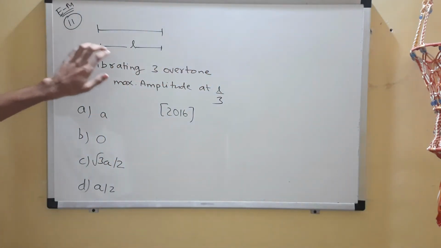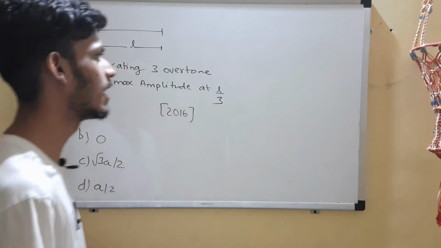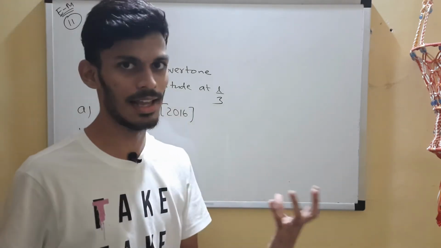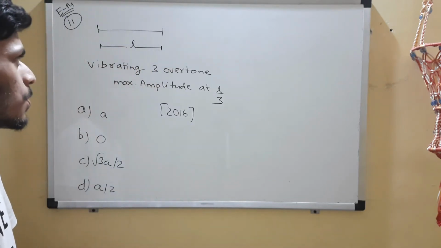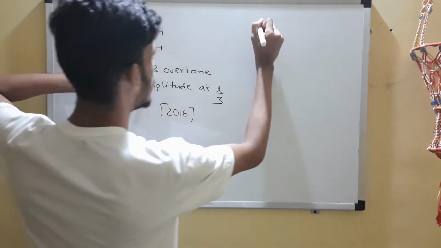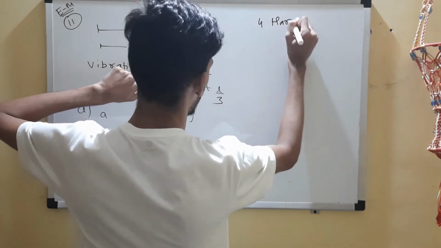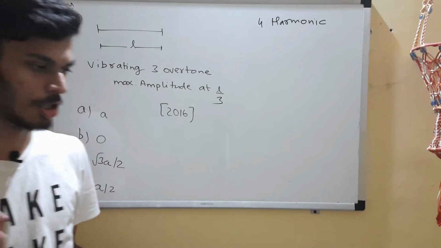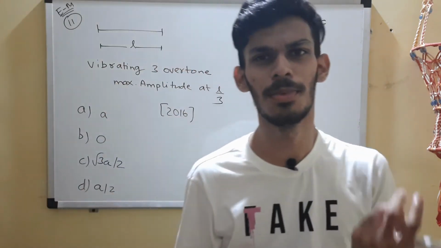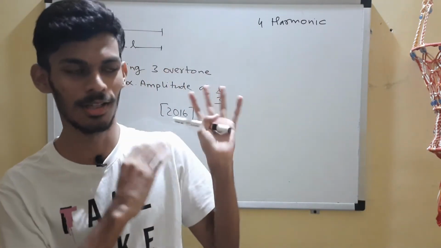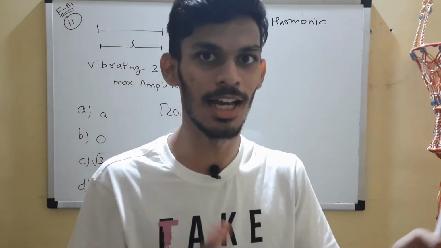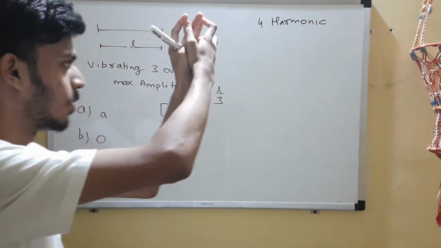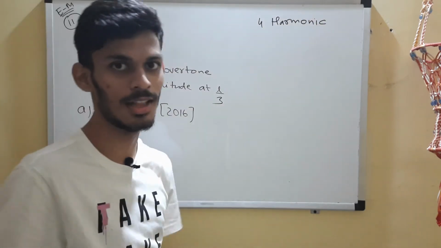In this question, you are given a string of length L which is vibrating in its third overtone. You are supposed to find the maximum amplitude at L by 3. First of all, third overtone means fourth harmonic. In case of a string which is fixed at both the ends, it is very analogous to your organ pipe which is open at both the ends, because in both the cases all the harmonics are present. So third overtone will be fourth harmonic, nth overtone will be n plus 1 harmonic.